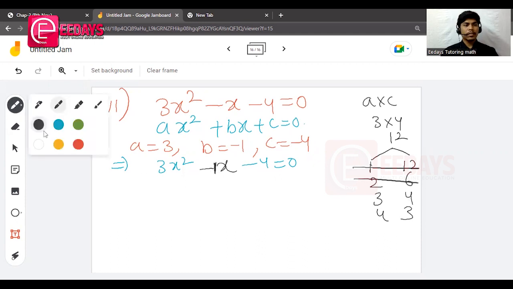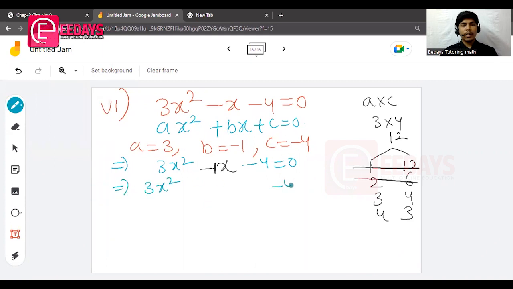That's why we can take, let's write it here, 3x square minus 4. The remaining terms, I just write directly, the same thing. I don't change. Minus 1x, how can you split? Can I write like this? Plus 3x minus 4x. Minus 4x plus 3x, we'll get minus 1x.